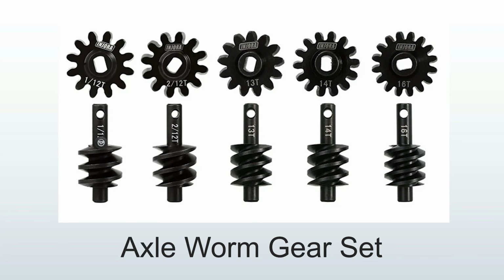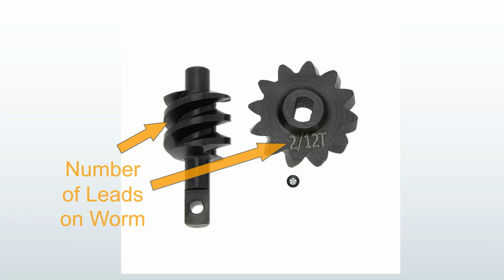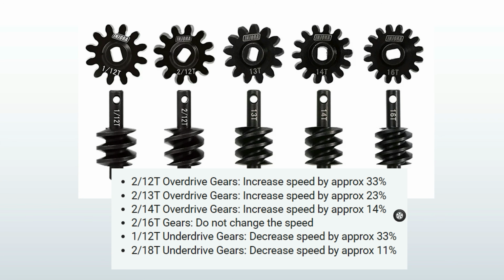The problem here is that Injora did not label these correctly, at least not in this current image. The number of leads should always be labeled like this. The bigger number is the tooth count for the flat gear. In this case, there are 2 leads and 12 teeth. If you look at the fine print, all of these Injora gears are actually 2-start worm gears, and only this one has a single start. They just didn't correctly label the 13, 14, and 16 tooth.